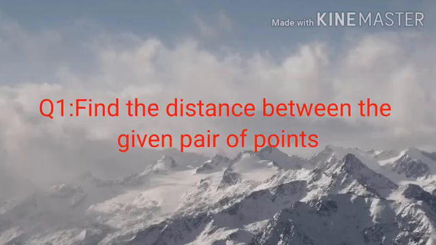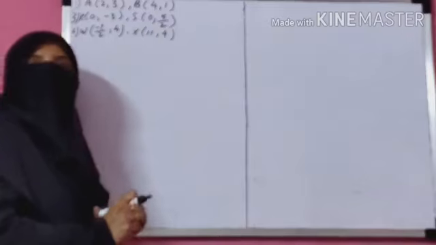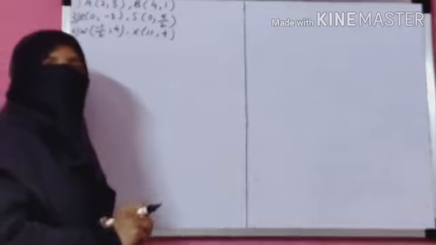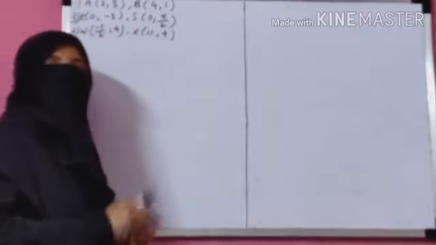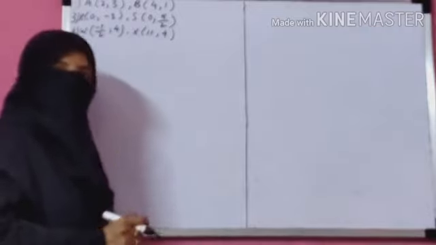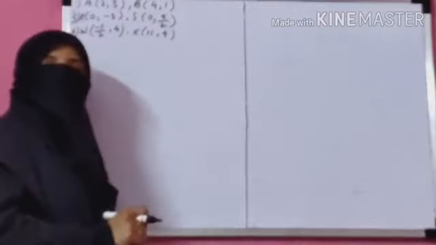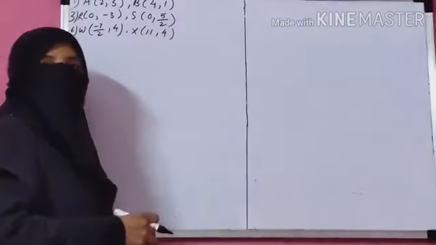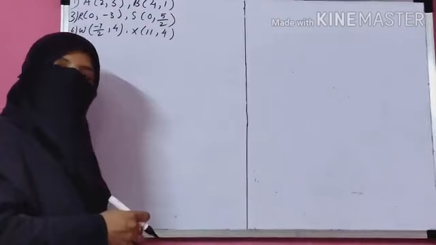Practice set 5.1, question number 1. Find the distance between the given pair of points, that means you have to find the distance between the 2 points. Okay. Now here total 6 questions are there. Today I am going to explain 3 questions. Remaining 3 questions are homework for you.